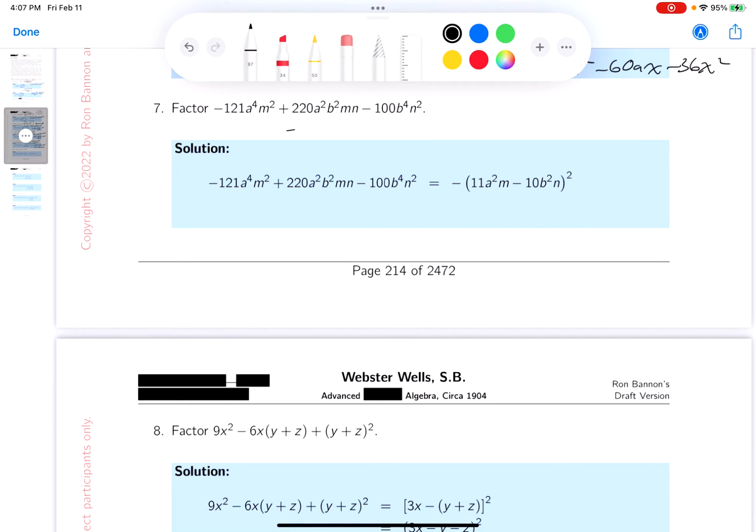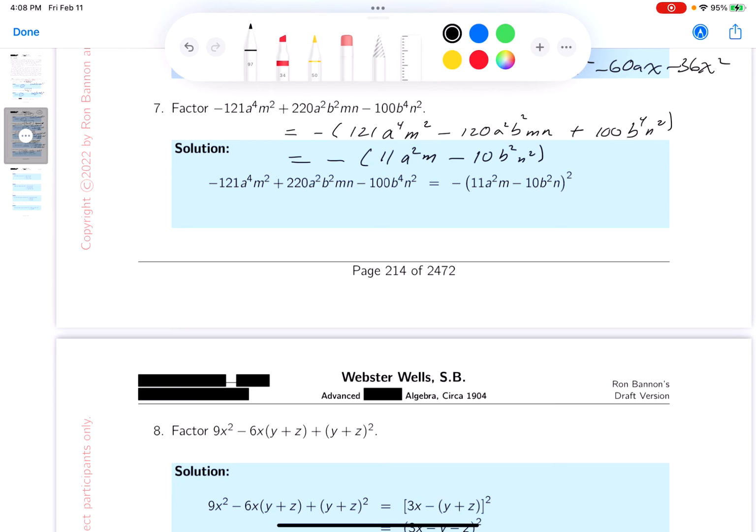All right, so maybe I wasn't looking or paying attention, but I'm factoring a minus. You get 121 a^4 m squared minus 120 a squared b squared mn plus 100 b^4 n squared. Again, I'm recognizing a perfect square. And what do you get there? Well, 11 a squared m. Now it's minus 10 b squared n squared.